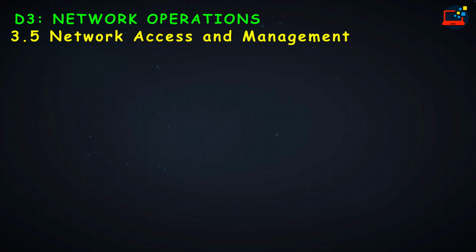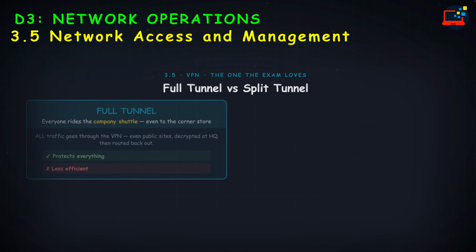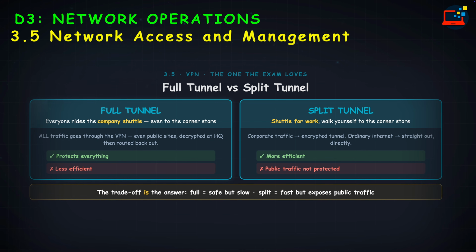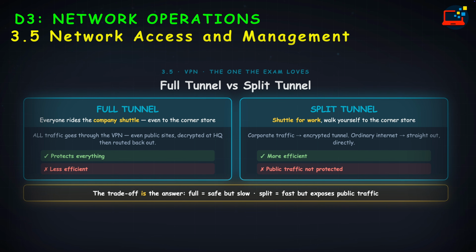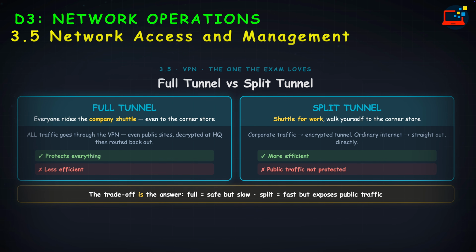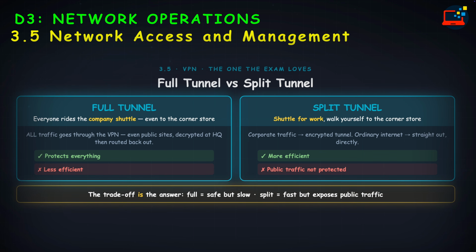The last distinction is the one the exam loves: full tunnel versus split tunnel. With a full tunnel, every bit of traffic from the device goes through the VPN to the concentrator, even your request to a public website, which then gets decrypted at headquarters, sent out to the internet, and routed all the way back. Everyone rides the company shuttle, even to the corner store.